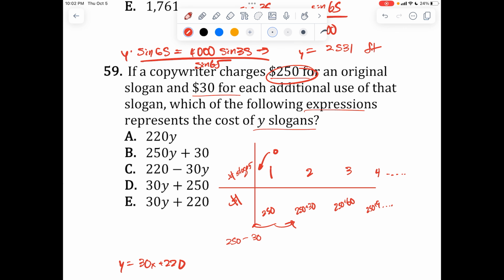And I know I used y here. This really should be, let's just call it L is equal to 30 times y, because I know the equation, they're using y as the input, and I'll just call it L as the output. Okay, so 30y plus 220.